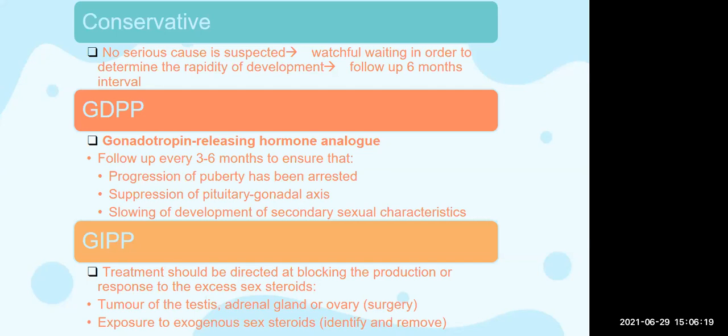For example, there is a reduction or there is no increase anymore in the size of breast. And we want to ensure that there is suppression of pituitary gonadotropin and slowing of development of secondary sexual characteristics. And for the gonadotropin independent precocious puberty, the treatment should be directed at blocking the production or response to the excess sex steroids. For example, if it is due to the tumor at the testes or adrenal gland or ovary, we need to do surgery.